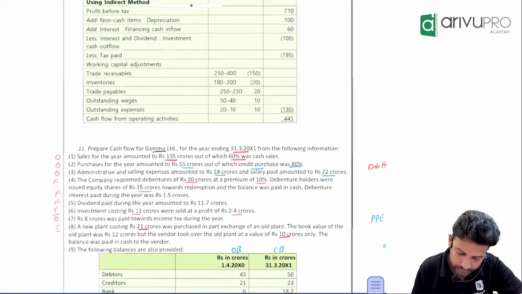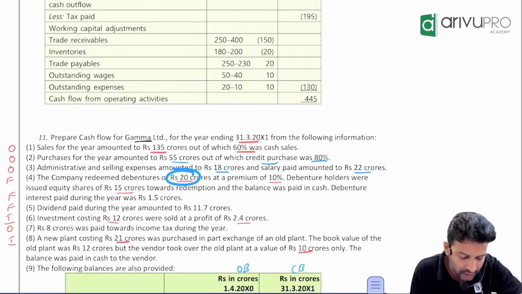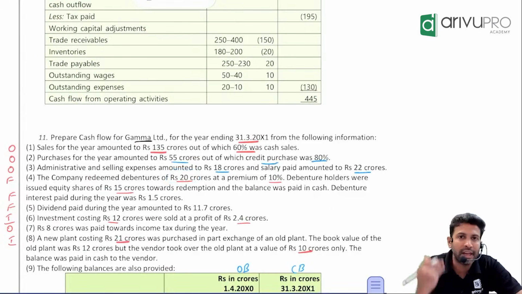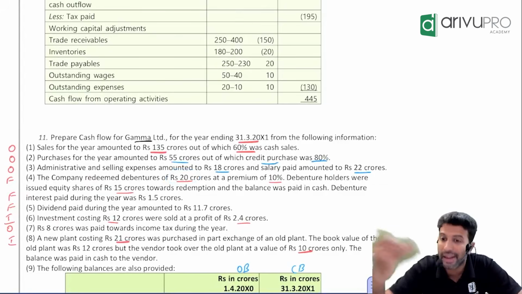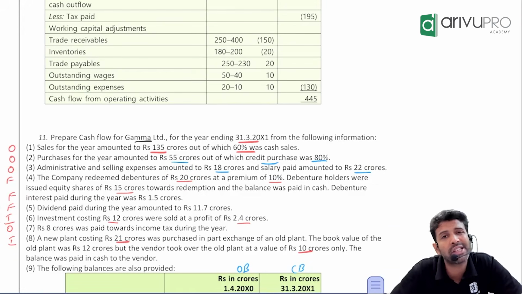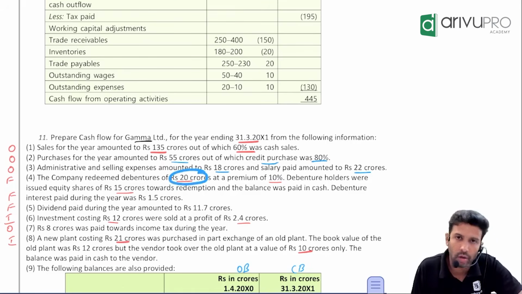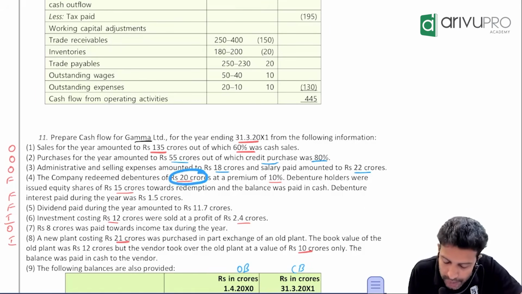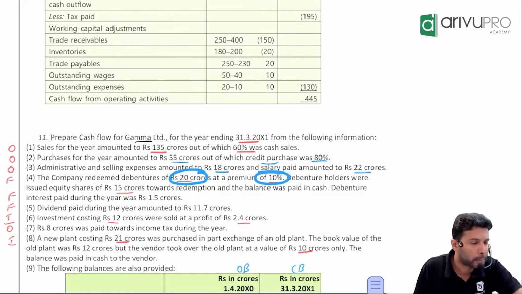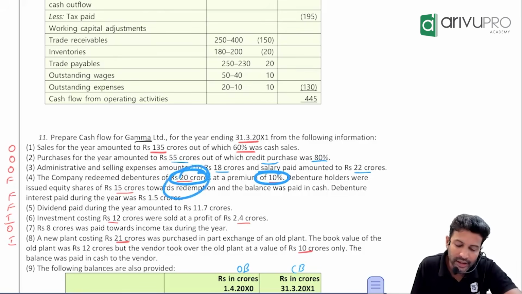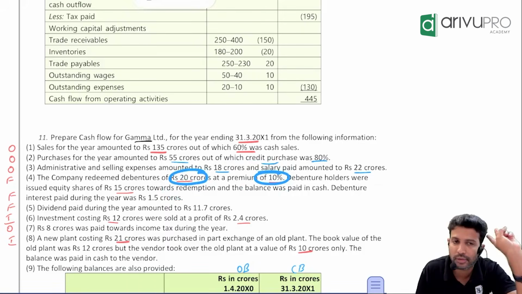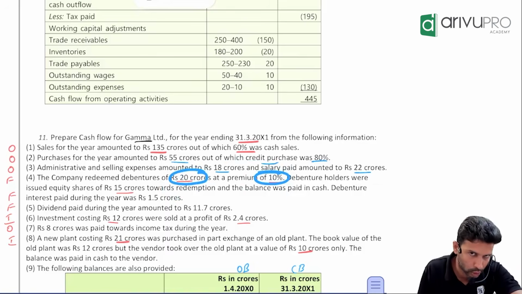What is the next one? Company redeemed the debentures. When the company issues debentures, money will come in. When the company redeems the debentures, money will go out. How much redemption value? 20 crore. But did you redeem it at 20 crores or at a premium? How much premium? 10%. So how much are you paying? 20 crore plus 10%. How much is it? 22 crores you need to pay, but don't be in a hurry. Total payment is 22 crore.